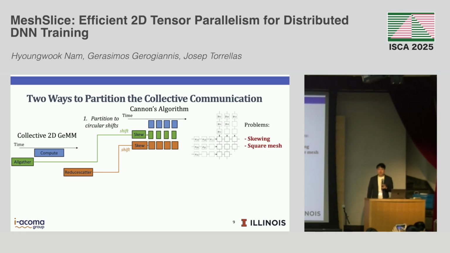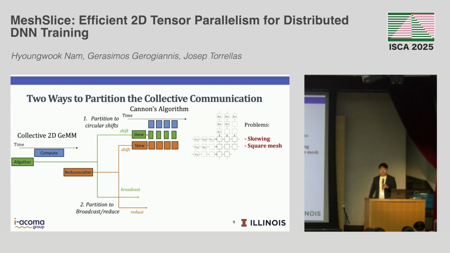Well, Cannon has two efficiency problems. First, you need to skew the shards before doing the computation, which is extra communication cost. And it only supports square mesh. And as I mentioned, square mesh may be inefficient for traffic cost.